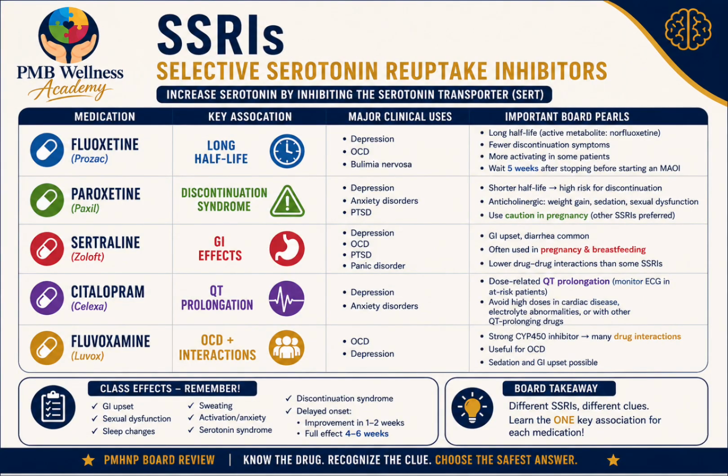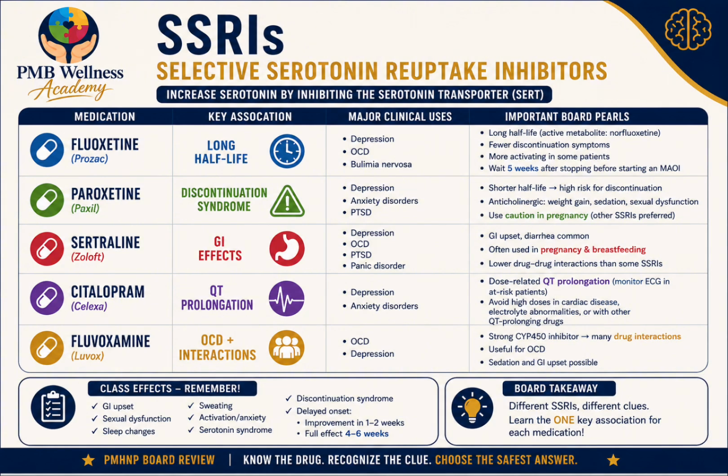Now we'll discuss SSRIs. SSRIs, or selective serotonin reuptake inhibitors, are commonly used as first-line pharmacologic treatments for major depressive disorder and are also used for multiple anxiety and trauma-related disorders. As a class, you want to remember that they may cause GI upset, nausea, diarrhea, headache, sleep disturbance, sexual dysfunction, sweating, and possible activation or increased anxiety when treatment is first initiated.